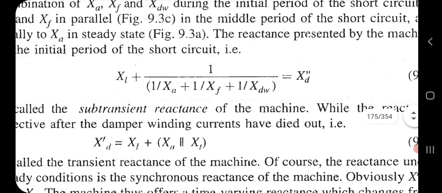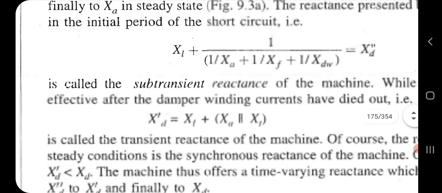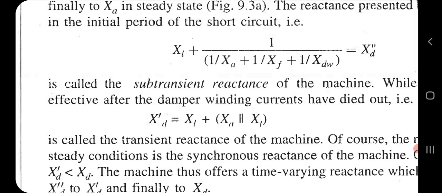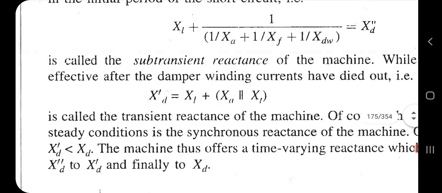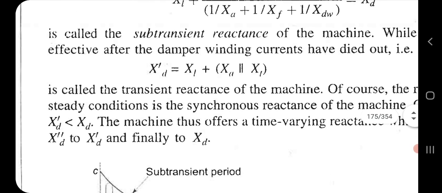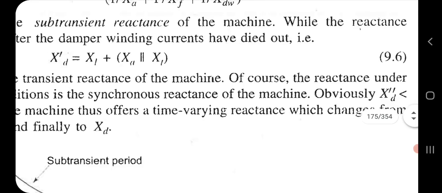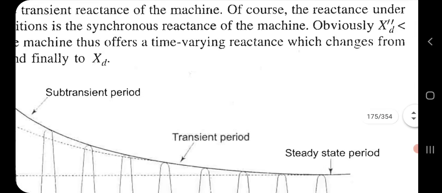So for the transient, what happens? This diagram will come. X'd is equal to Xl plus Xa in parallel with Xf for this one. If you see the steady state, what happens? We see only Xl will be there, only Xl. There will be no armature reaction for this one. So this is how it comes.